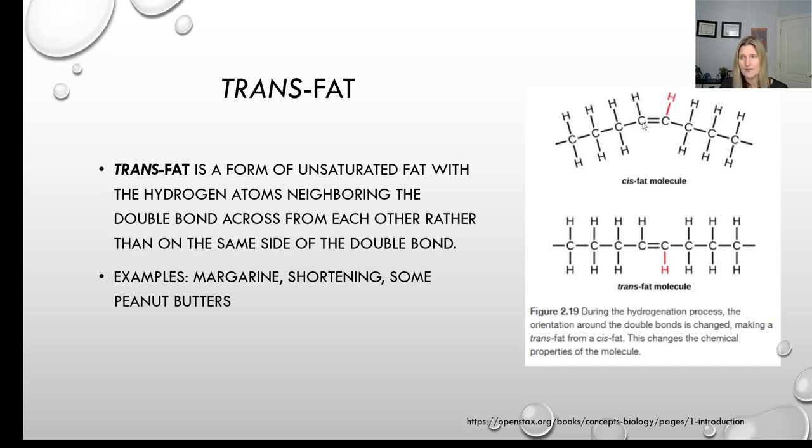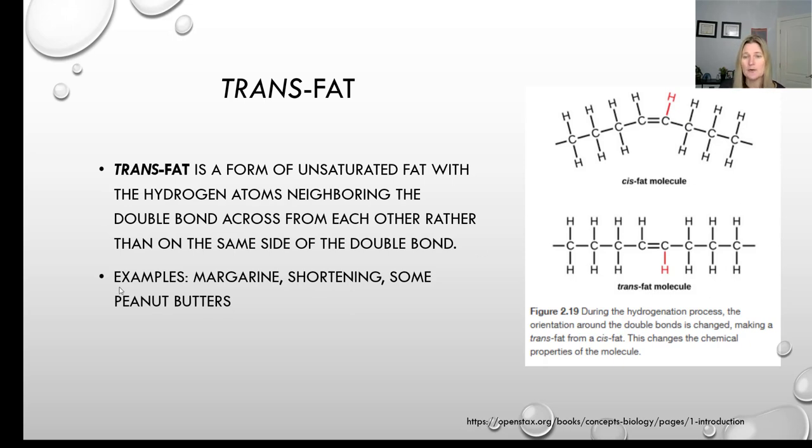Okay, so instead of having a bent shape that makes them more liquid, they tend to be more linear in shape. So they tend to be solid at room temperature. So think something like margarine or shortening. Margarine and shortening are made from vegetable oils, okay? And basically they've taken those plant oils and converted them into trans fat to form a solid form.